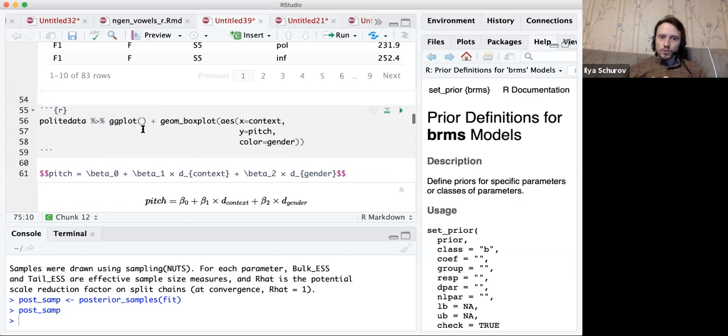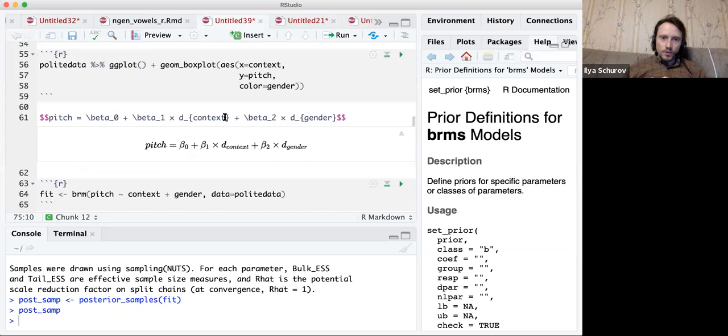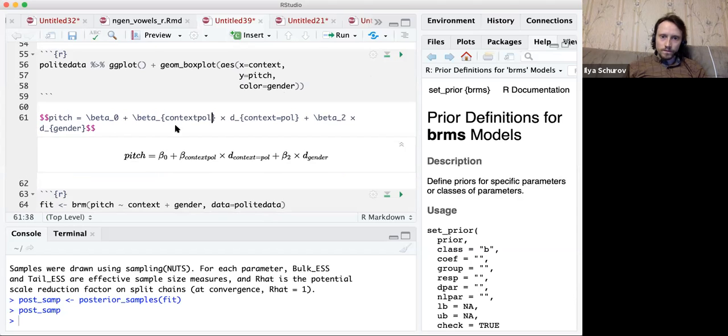Let us consider, for example, this parameter b context pol. Let us return to our model. So we have actually context polite, and this thing is called beta context pol. What is the interpretation of this coefficient? How can you interpret this coefficient? For example, if it equals 10, what does it mean? If we consider this model, if we believe in this model, how can you interpret this coefficient?